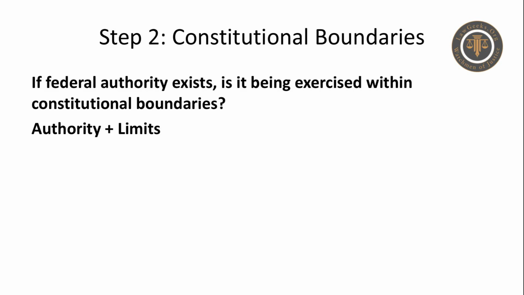A law isn't made in pursuance of constitutional authority if it exceeds the boundaries of that authority, even if the general subject matter falls within federal power. This distinction is crucial. Government officials often claim that because they have some authority in an area, they have unlimited authority in that area. Step 2 prevents that overreach by requiring analysis of constitutional boundaries, not just general authorization.